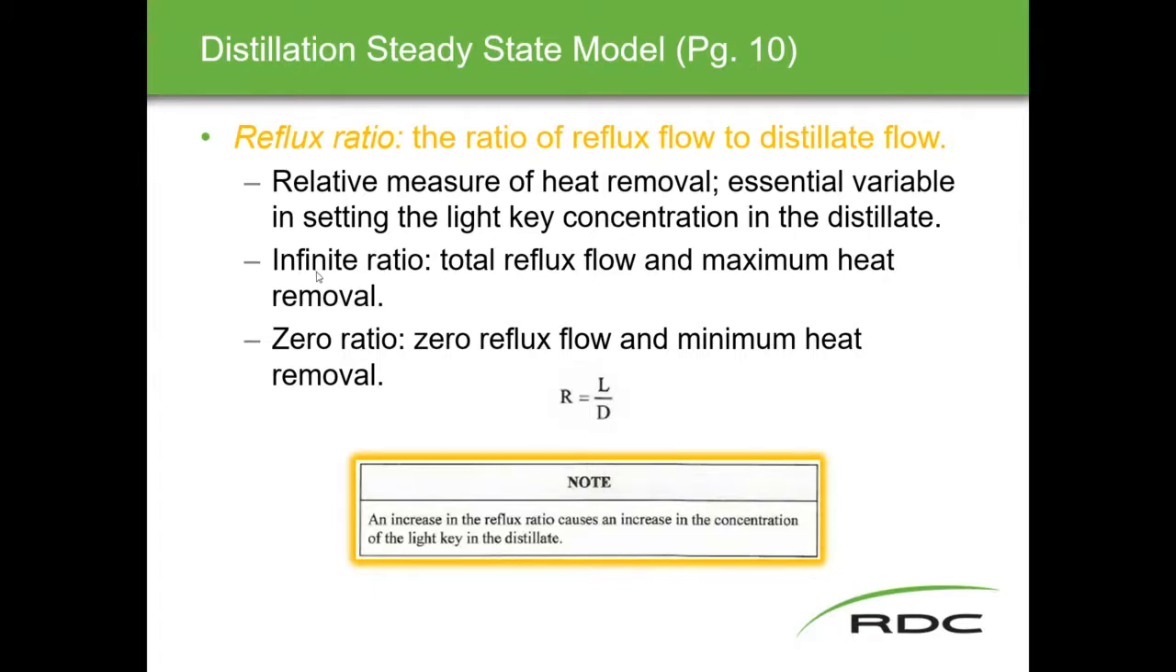There's a couple different terms here in the ratio itself. So infinite ratio relates to feeding all the reflux flow back in. So you're feeding everything that you've distilled, or nearly everything that you've distilled, back into the machine. And then zero ratio, go figure here, no reflux flow and minimum heat removal. And again, a little bit of math here that illustrates how that happens. The reality is that you're always somewhere in between here and there. An increase in the reflux ratio causes an increase in the concentration of a light key in the distillate.